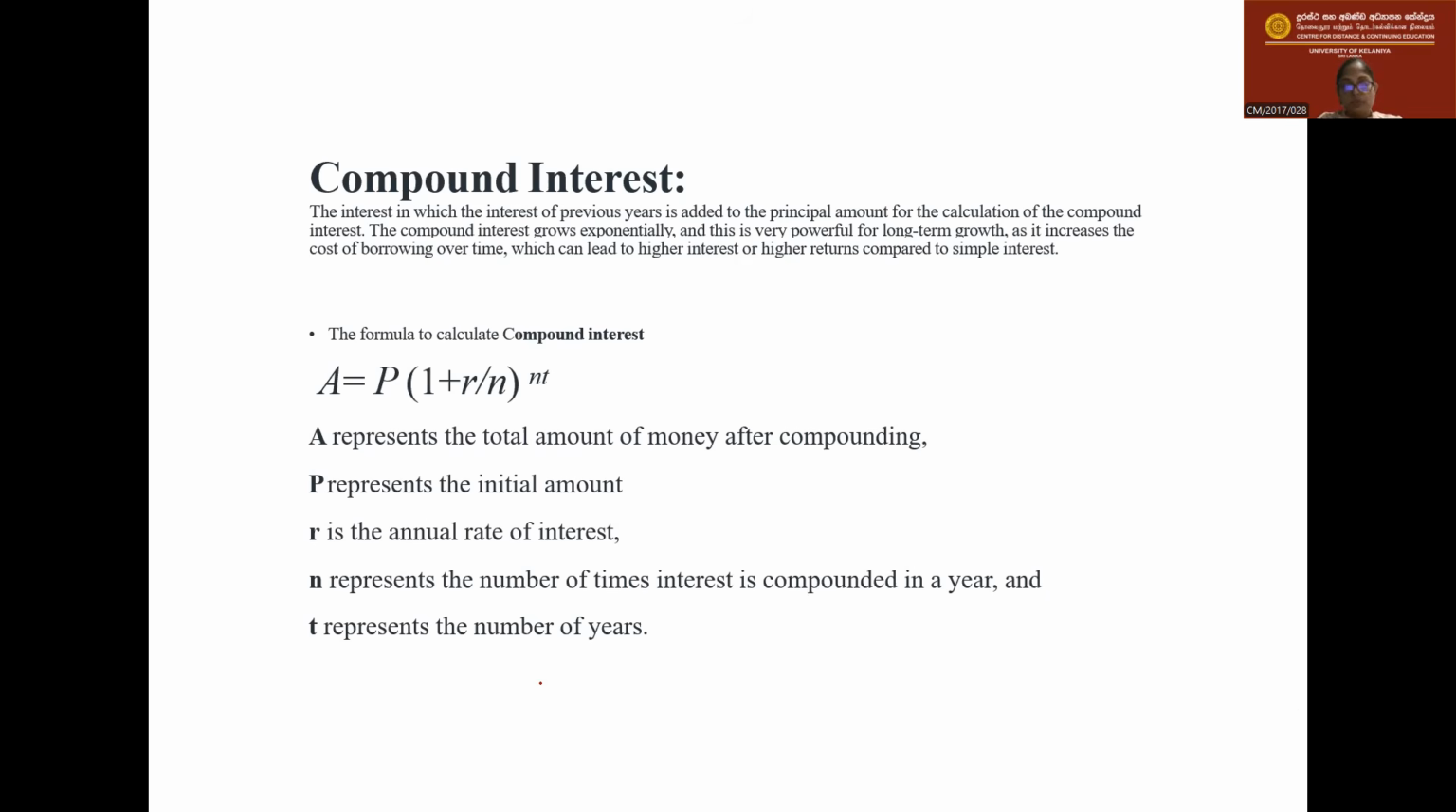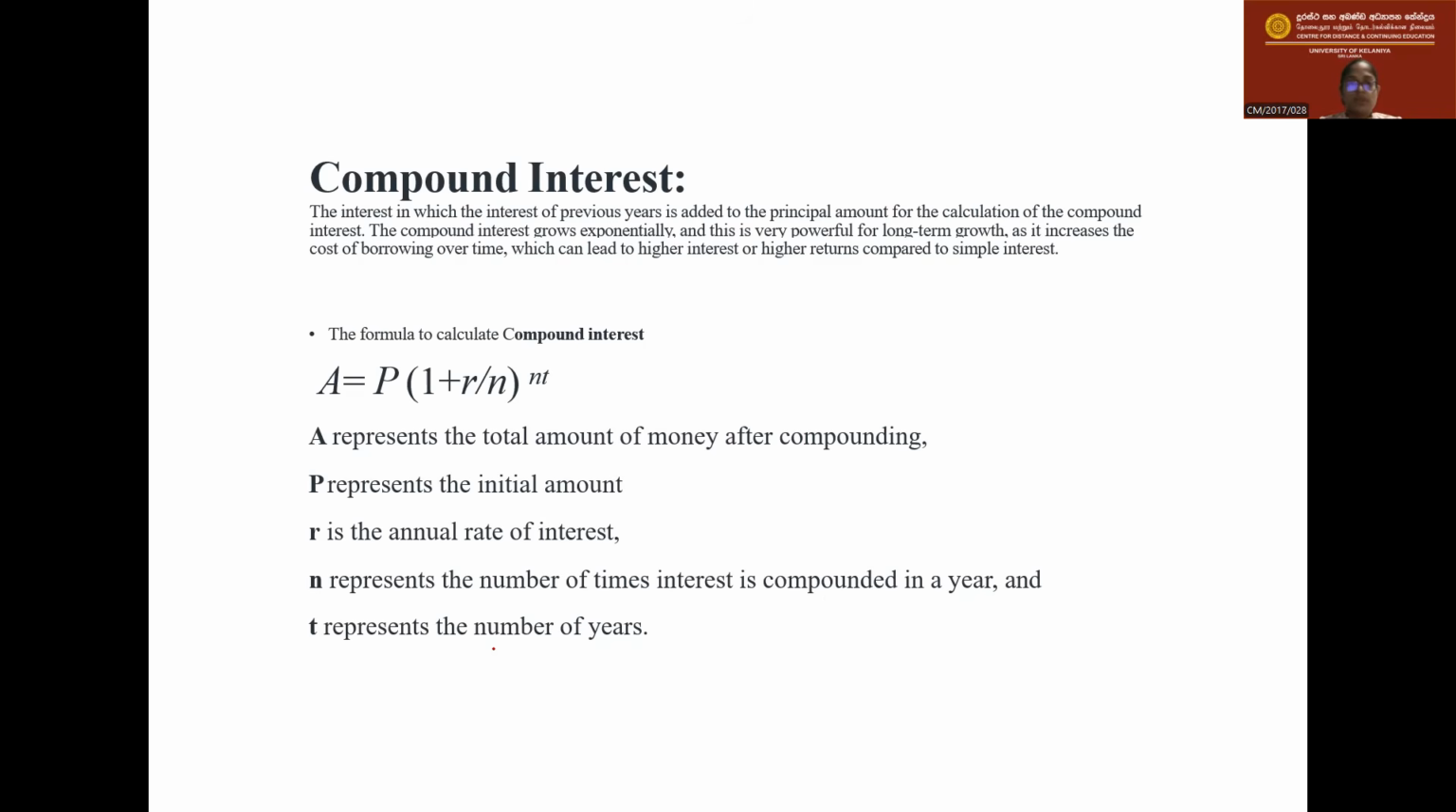Compound interest. Now you know how to calculate the compound interest in various scenarios, right? The interest in which the interest of previous years is added to the principal amount for the calculation of the compound interest. The compound interest grows exponentially, and this is very powerful for long-term growth. When it comes to short-term growth, simple interest is preferable. But when it comes to long-term growth, compound interest is there. As it increases the cost of borrowing over time, which can lead to higher interest or higher returns compared to simple interest.